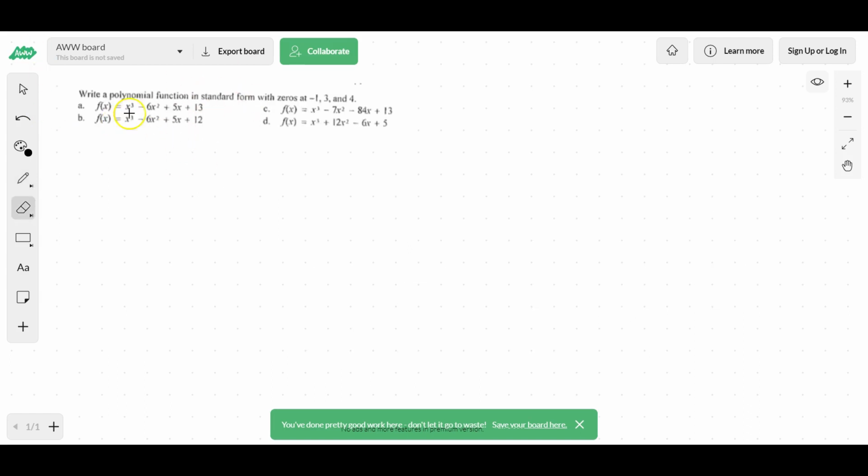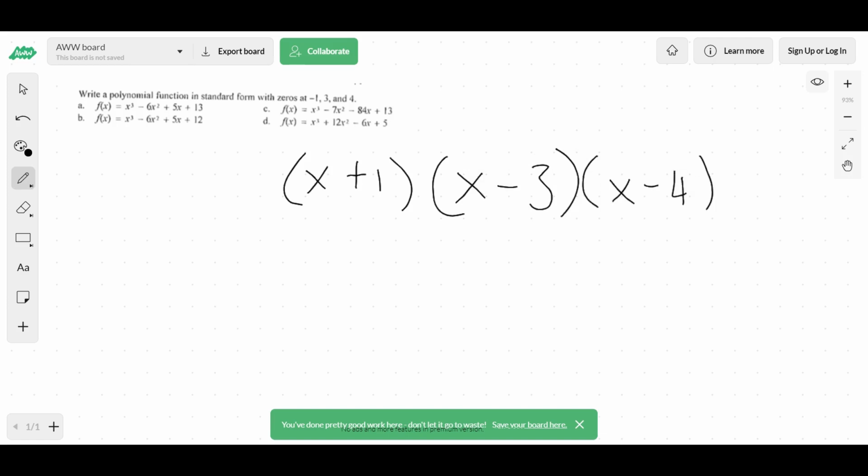So we need the polynomial in standard form with these zeros that matches this thing. So one thing you could do is you could just graph all 4 choices and see which one crosses at these 3 points with your graphing calculator. Now, I think that way is not a bad way, but I think the slightly faster way would be to write these things in factored form, which would be x plus 1, because it's always the opposite, x minus 3, and x minus 4, and then multiply all this stuff out.